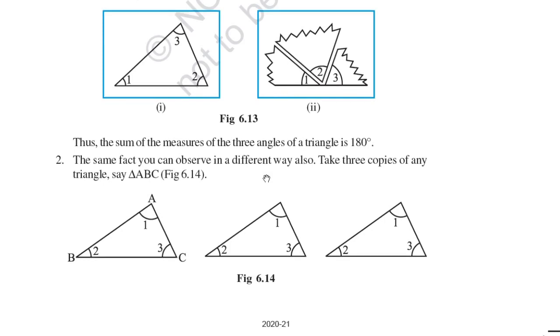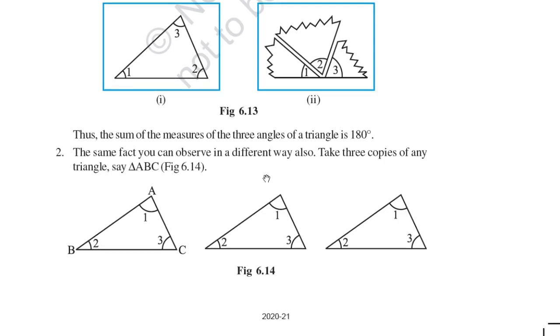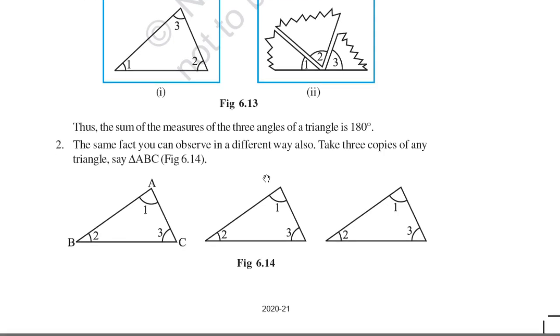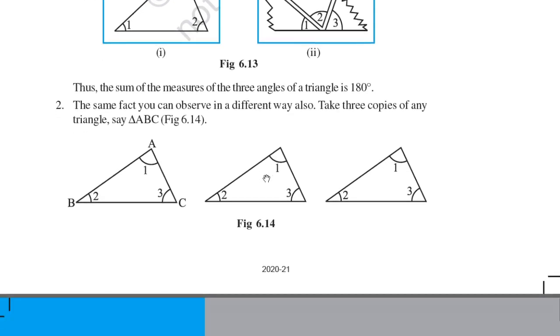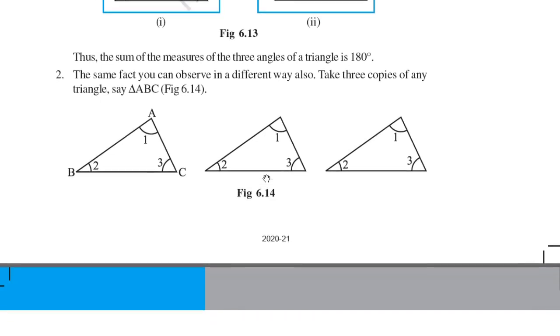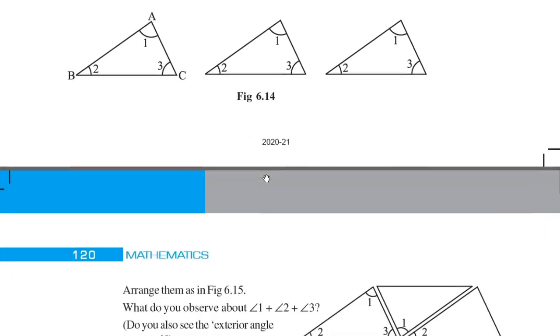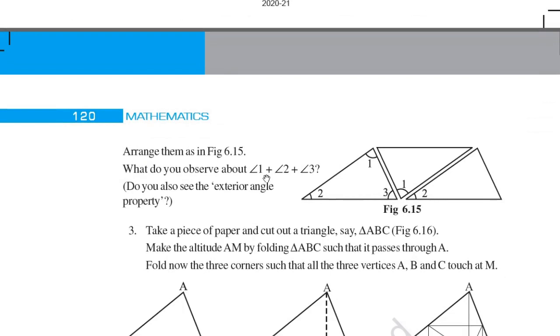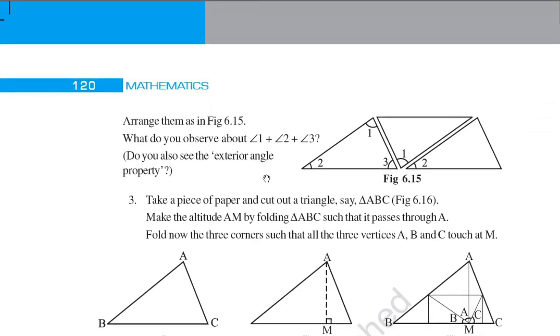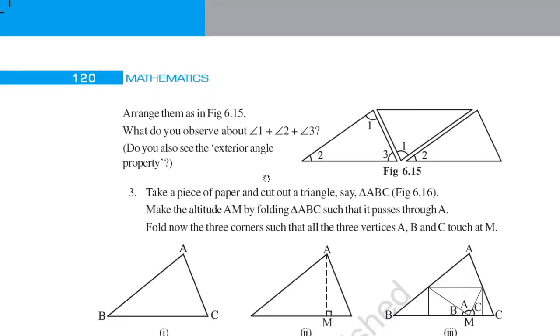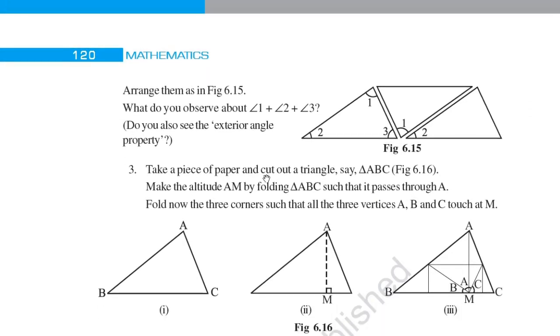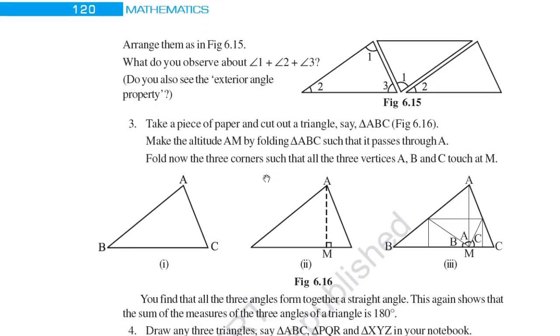The same fact you can observe in a different way also. Take three copies of any triangle, say triangle ABC. As you can see in figure 6.14, there are three triangles. Arrange them as in figure 6.15. So they are arranged in different places. As you can observe, angle 1 plus angle 2 plus angle 3 is equal to 180 degrees. Do you see the exterior angle property? When you see the exterior angle property, you can find that out.